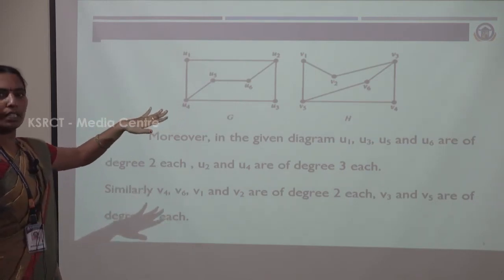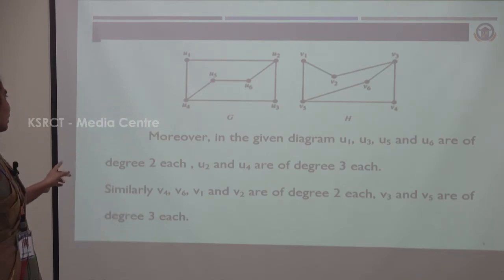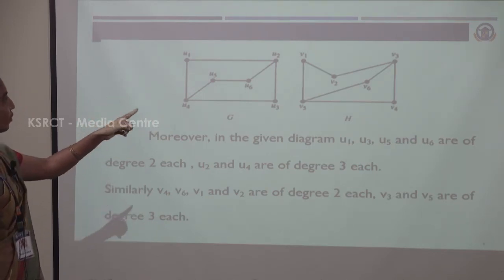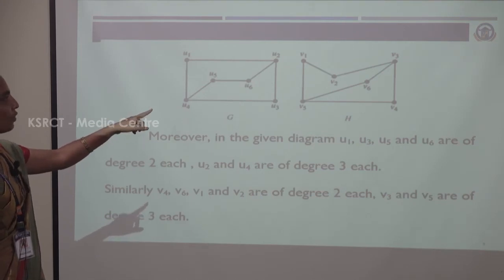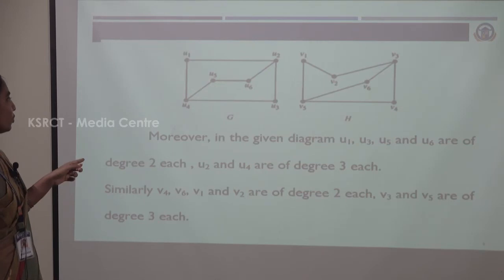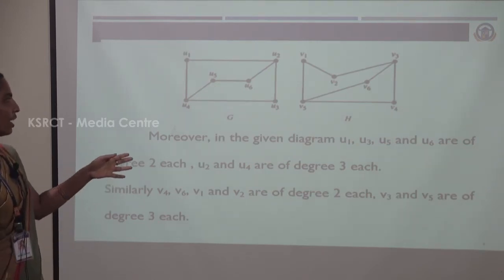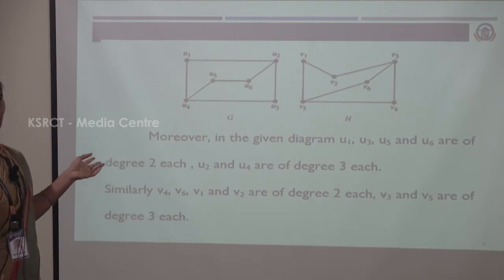Now compare the G graph with the H graph. The H graph also contains the same number of vertices and edges. Now see the degrees. Similarly, the V4 vertex contains degree 2, and V6, V1, V2 also have degree 2. And V3 and V5 are each of degree 3.